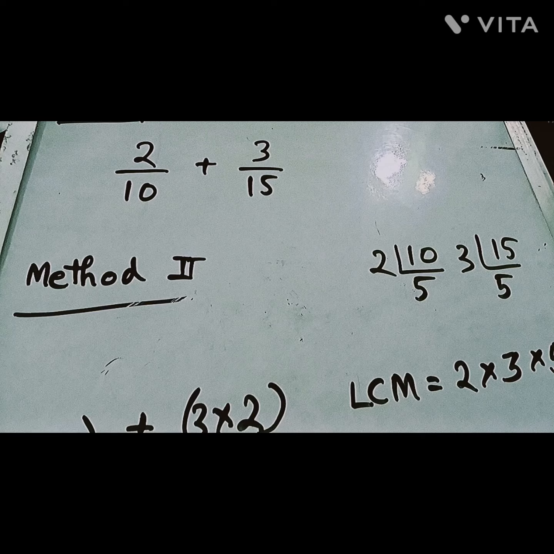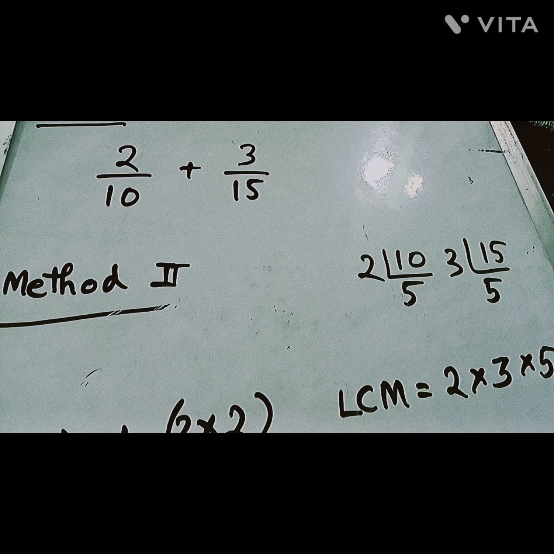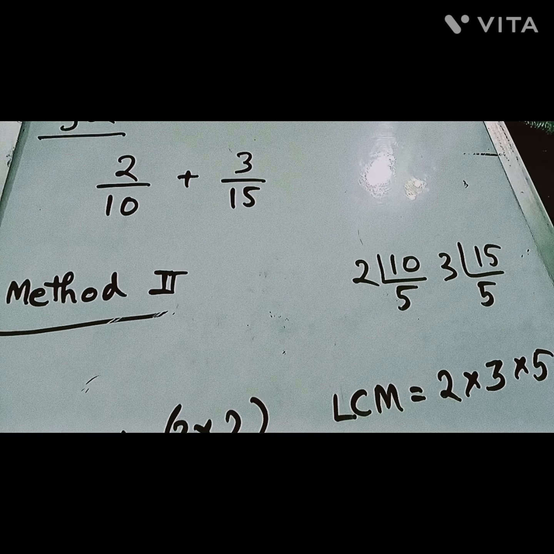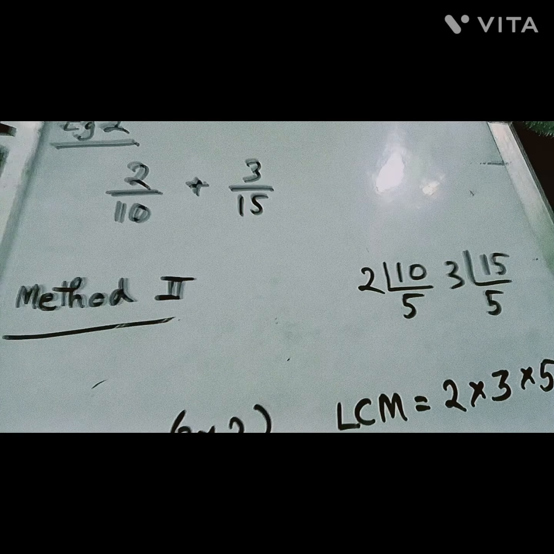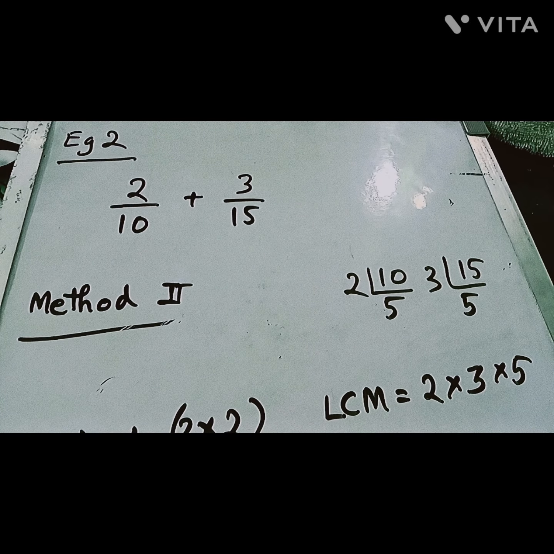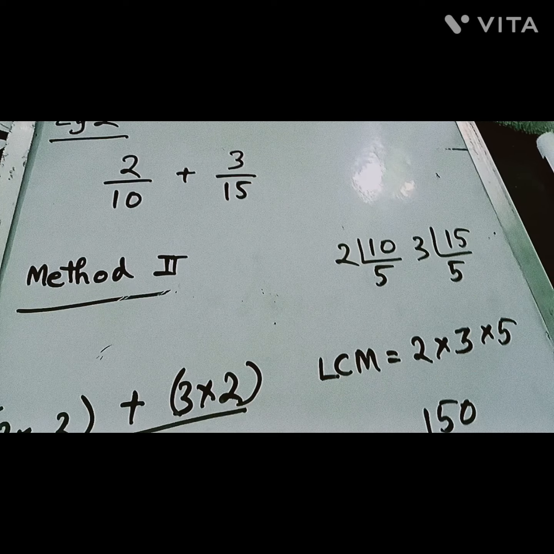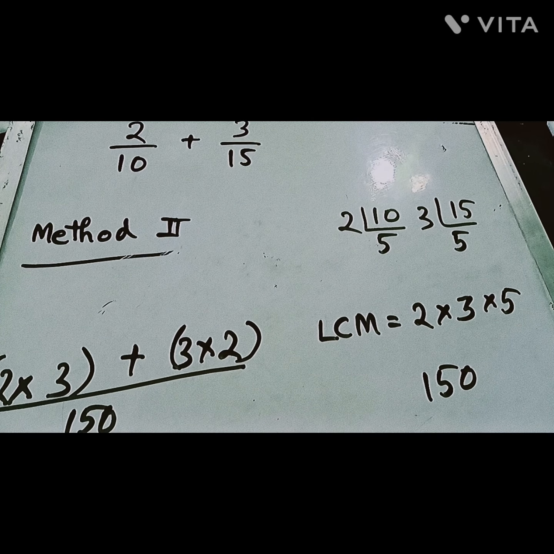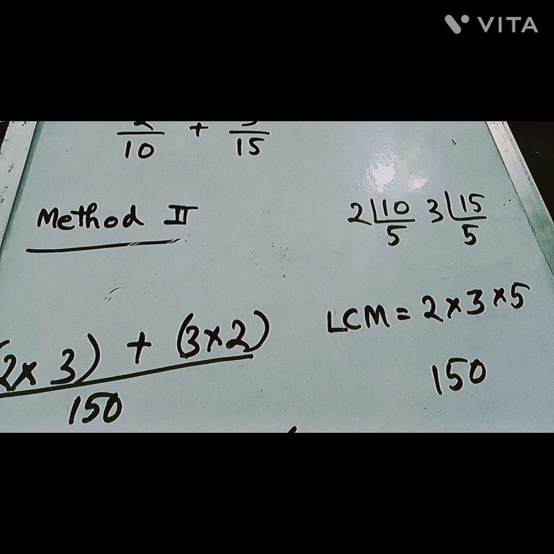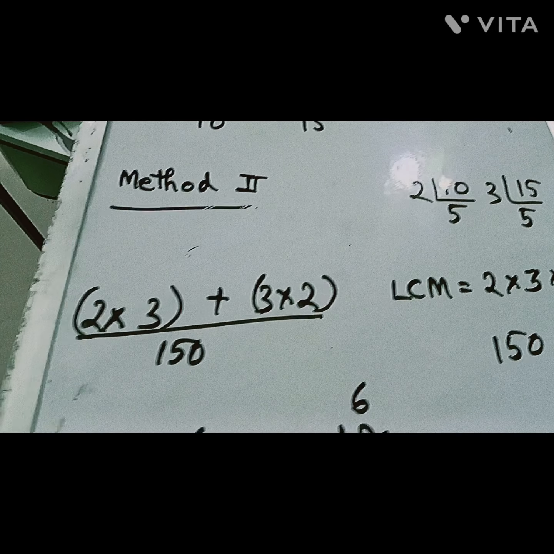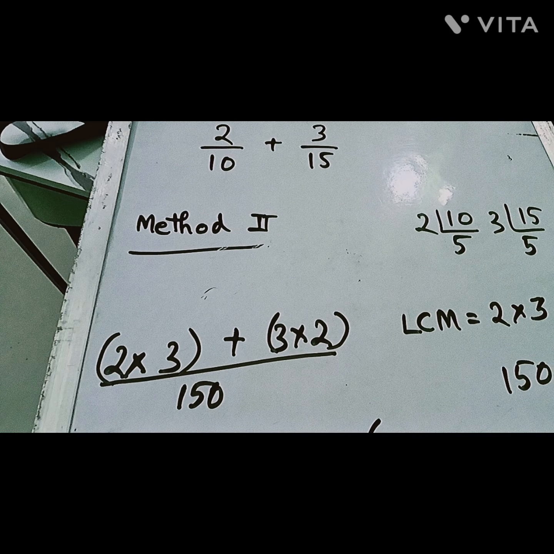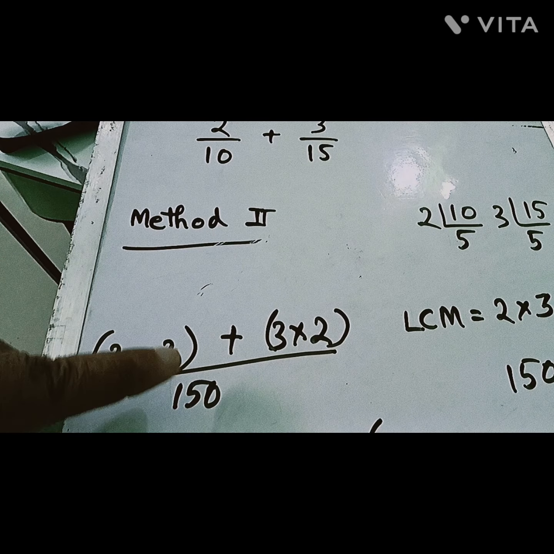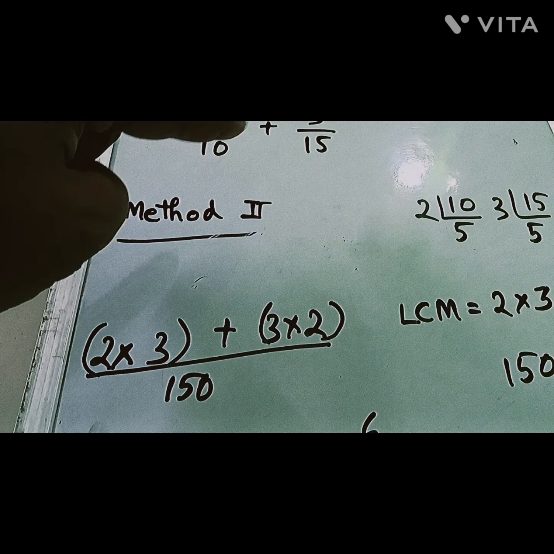So let us understand the same problem with method number 2. So method number 2, we actually factorize 10 and 15. 10 factorization is 2 into 5. 15 factors are 3 and 5. So we find the LCM, 2 into 3 into 5. So LCM is 150. So 10 goes into 150 3 times. So we multiply 2 into 3. 10 into 3 is 150.